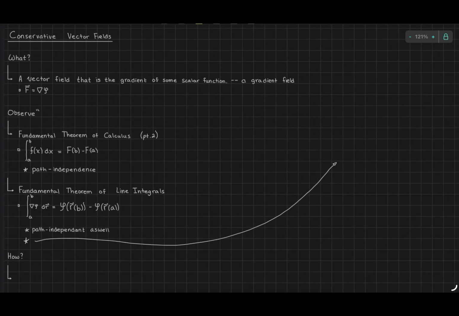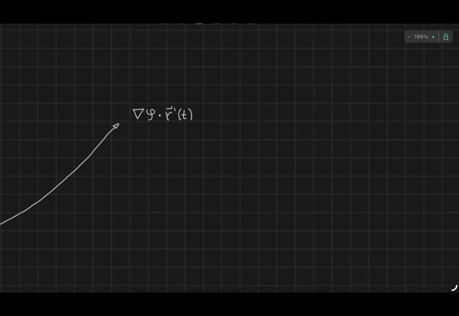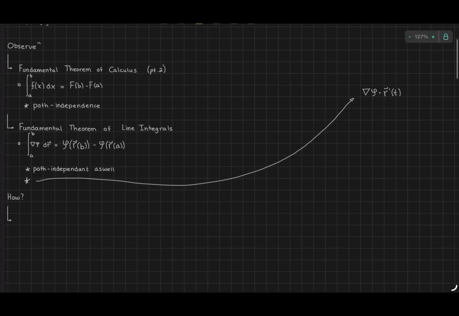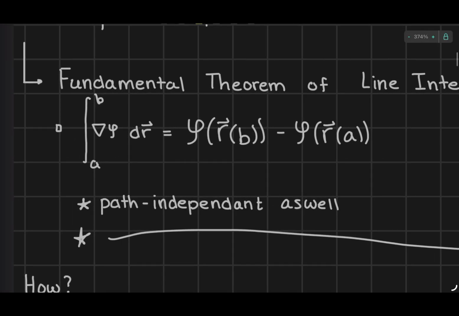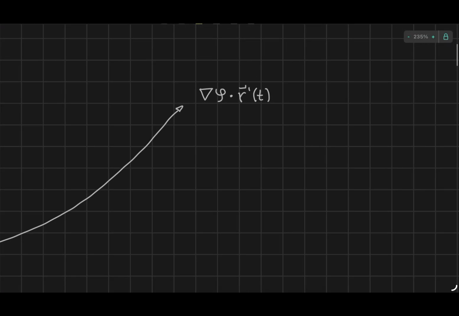I just want to point something out as well, because it could very well be asked, where is this coming from? Why am I just getting thrown this fundamental theorem without any proof? Okay, let's go ahead and do some algebra here to prove exactly why this works. We can say that this del phi dr, expanded, is del phi times r prime of t dt.